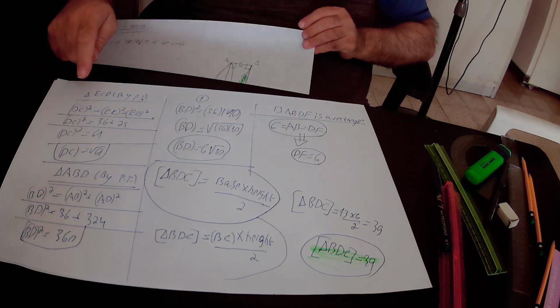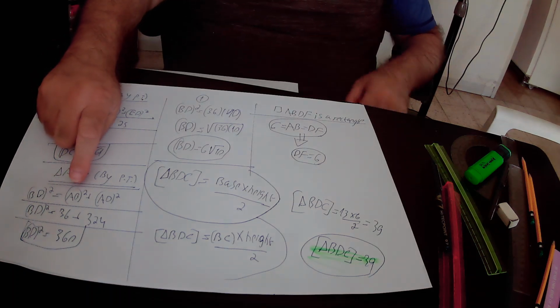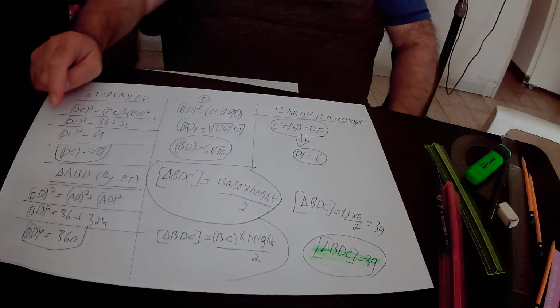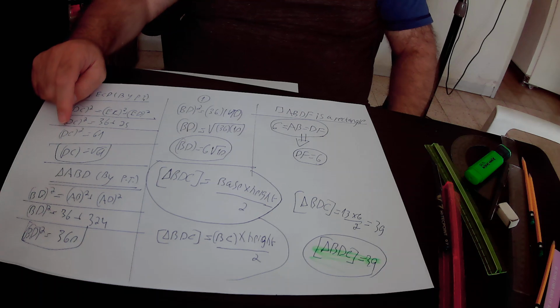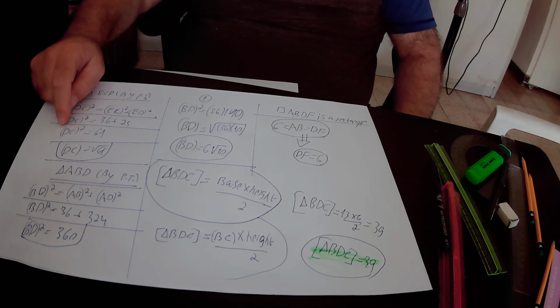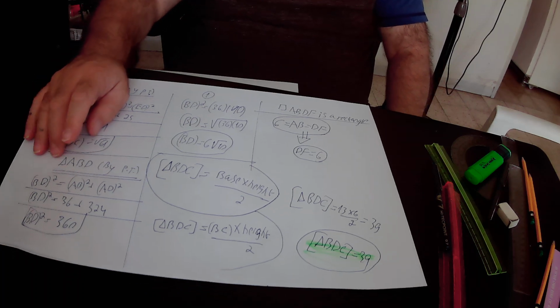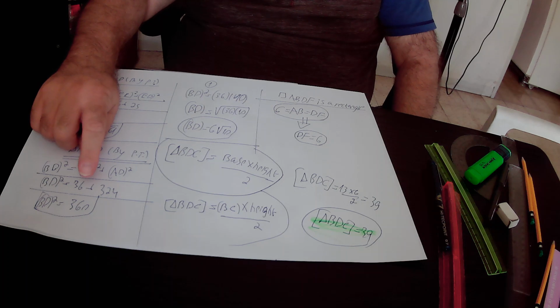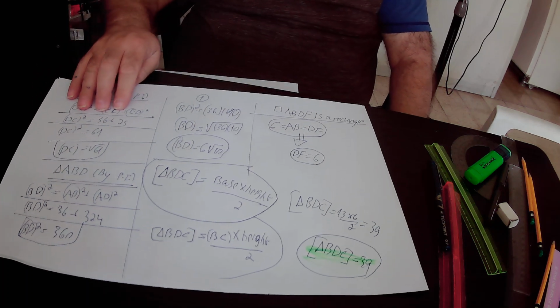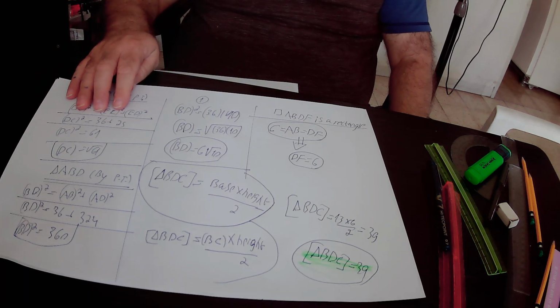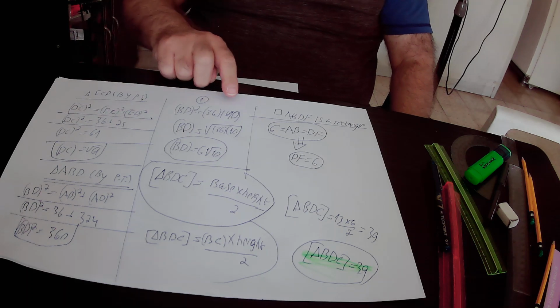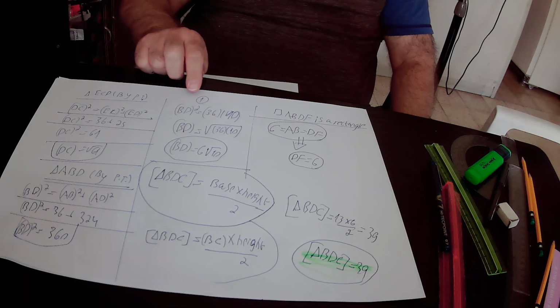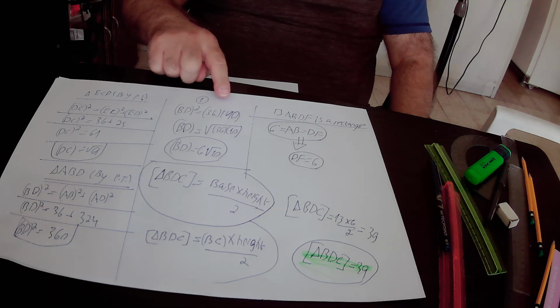In conclusion, we found out that BD squared equals 36 plus 324. 36 plus 324 is 360. So in conclusion, we found out that BD squared, that is the square of the hypotenuse, equals 360. We can substitute 360 by 36 times 10. So we got that BD squared equals 36 times 10.